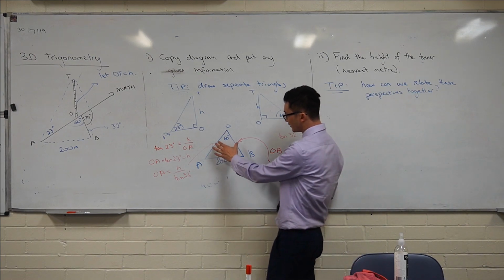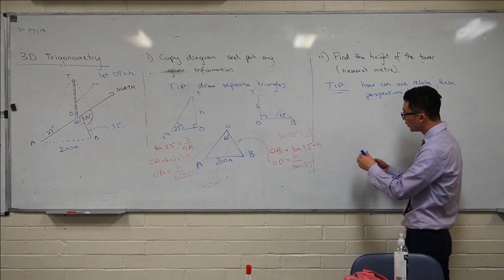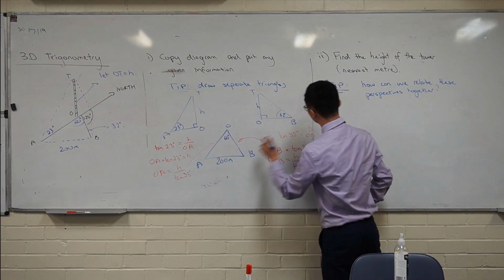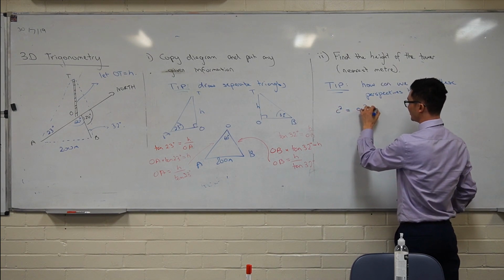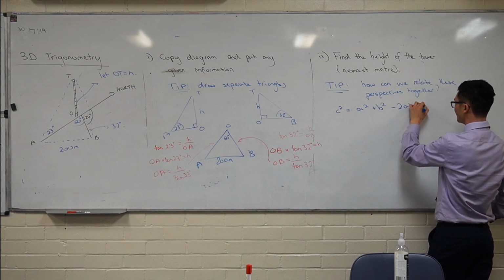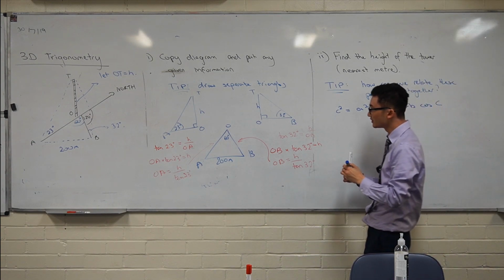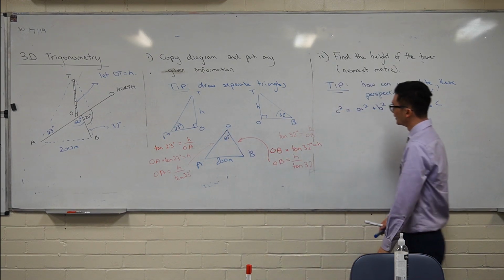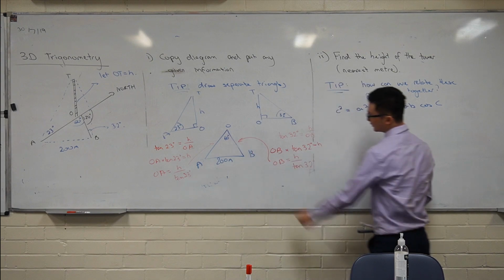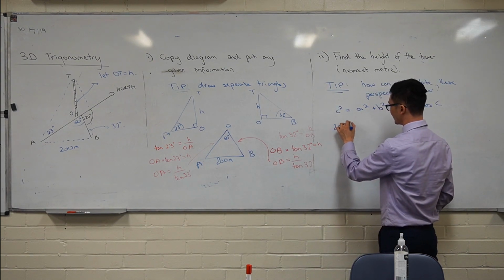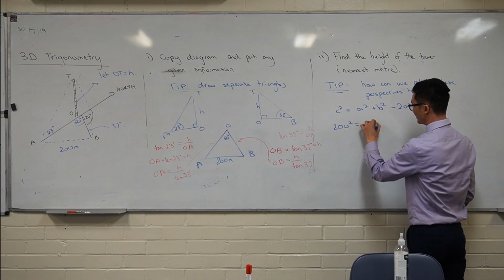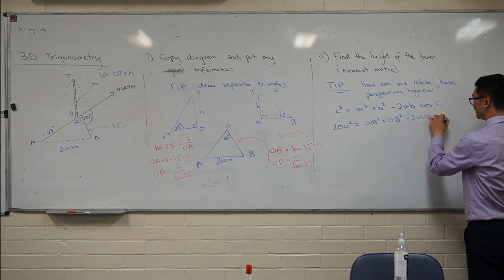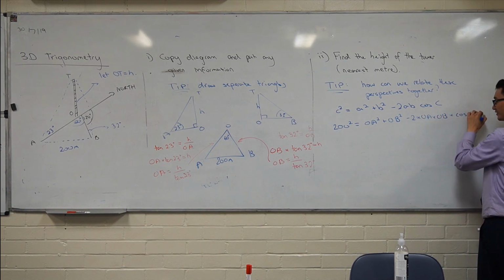Think about the values I need for my cosine rule. The cosine rule says that c squared is equal to a squared plus b squared minus 2ab cos c. What are the a's, b's, and c's? Remember, c has to be the angle included between the sides that you've got there. So c is opposite that angle. So c squared, 200 squared, is equal to OA squared plus OB squared minus 2 times OA times OB times cos 60.